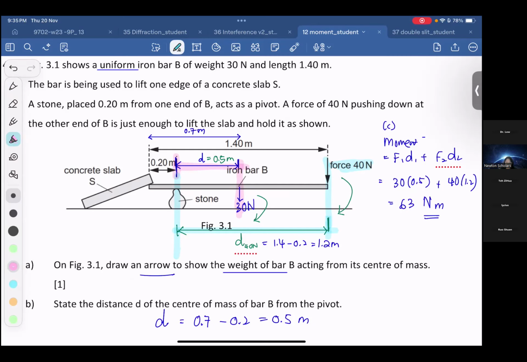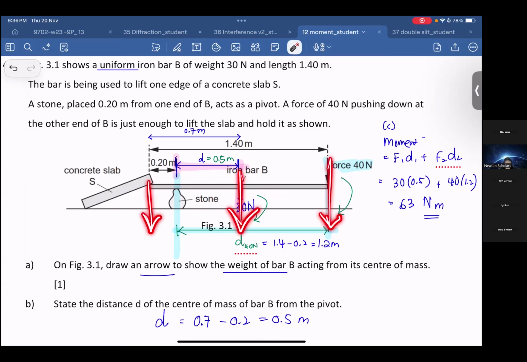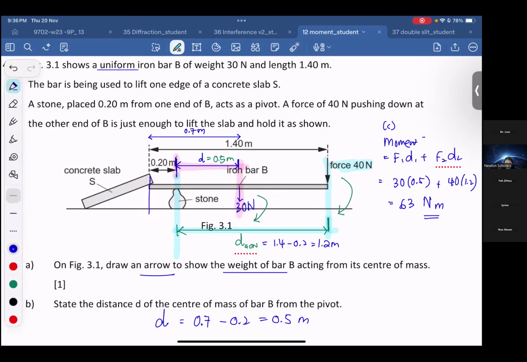D, they say calculate the downward force acting on the end of bar B. Okay, there is a downward force. In order to balance, I already got two clockwise moments, so I need another anti-clockwise moment. So my downward force should be on the other side here. They're asking what is this downward force, F? What is this F?